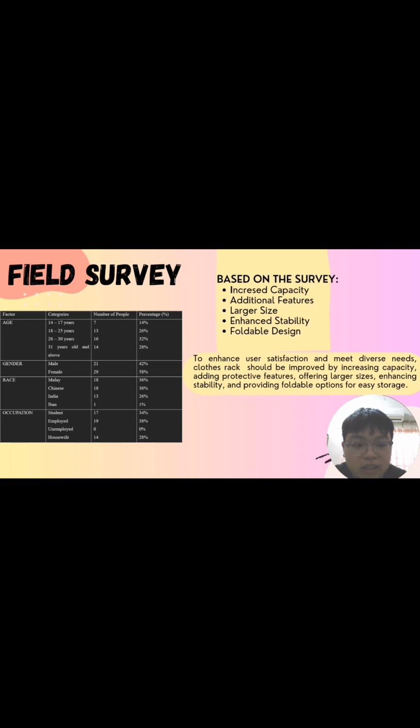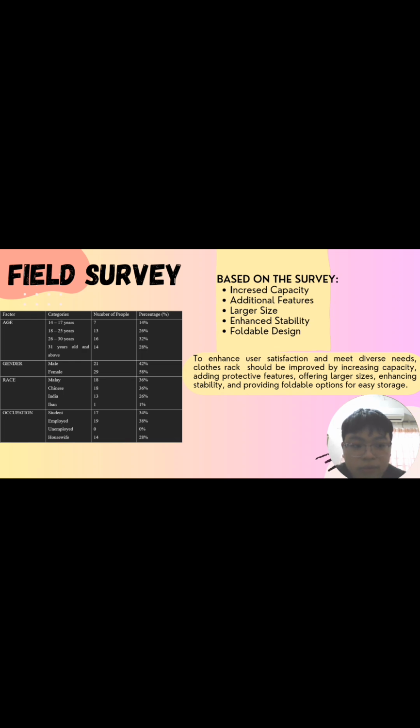Moving on to gender, we see a higher representation of females at 58% compared to males at 42%. In terms of race, the Malay and Chinese ethnicities are equally represented at 36% each, followed by the Indian community at 26% and a small percentage of 1% for the Iban ethnic group. Lastly, looking at occupation, the employed group is the largest at 38%, followed closely by students at 34%. Housewives make up 28% of the respondents, while there were no unemployed individuals in this particular survey.